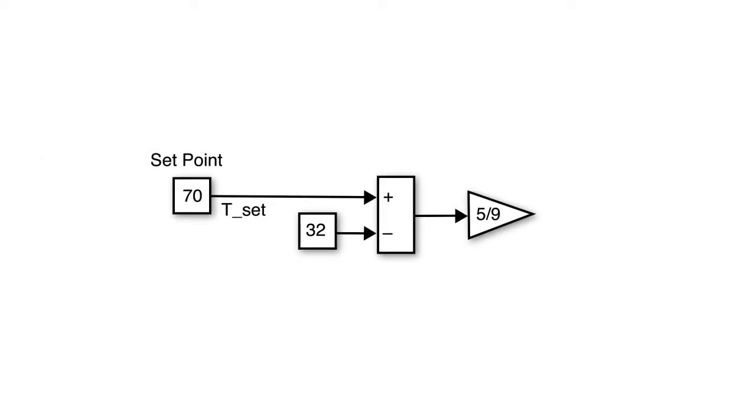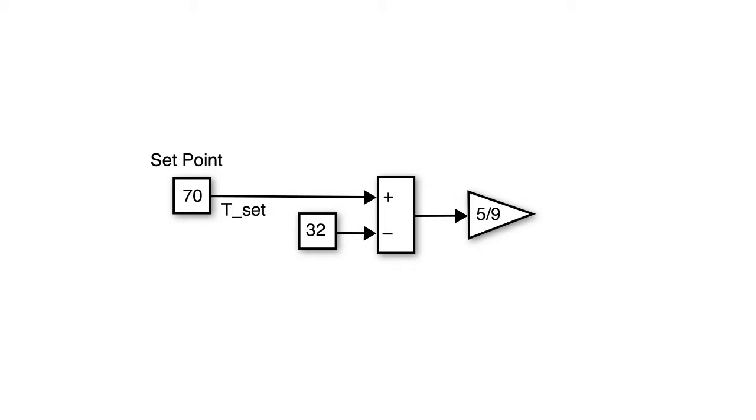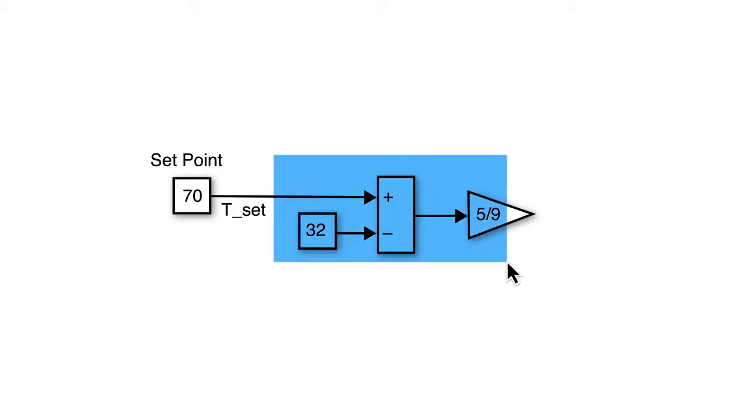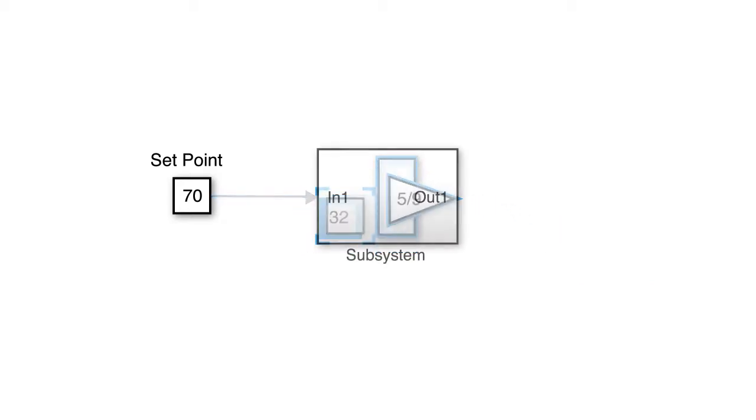Let's see how to create subsystems by making one for the blocks converting temperature from degrees Fahrenheit to degrees Celsius. First, click and drag a box around the blocks to include in the subsystem. Then, mouse over the ellipsis icon that appears, and finally, click on the Create Subsystem Action button. Now we have a subsystem called Subsystem.